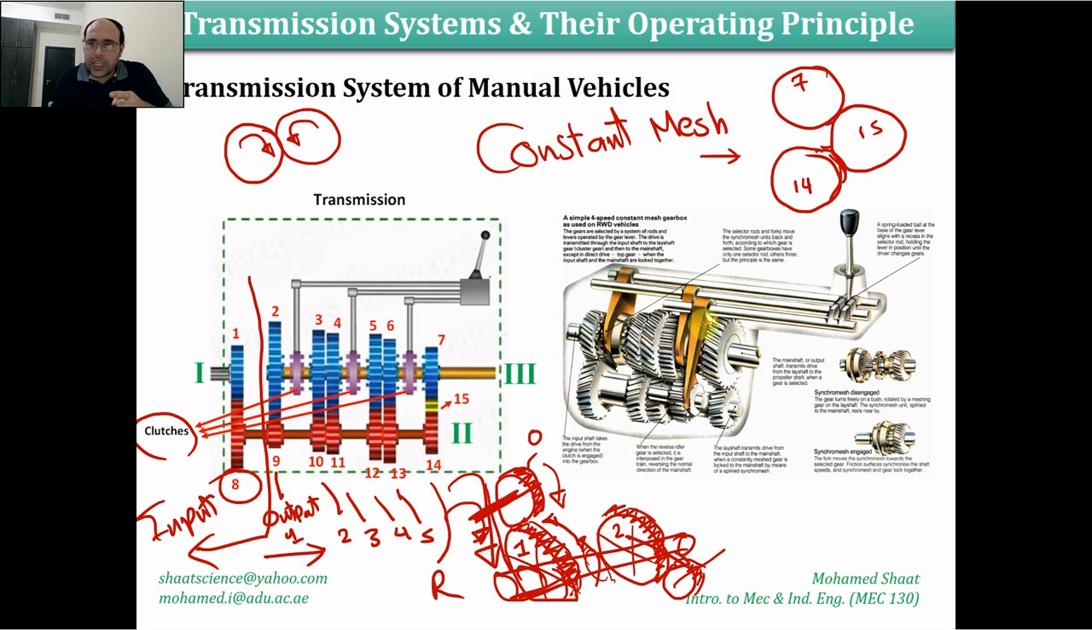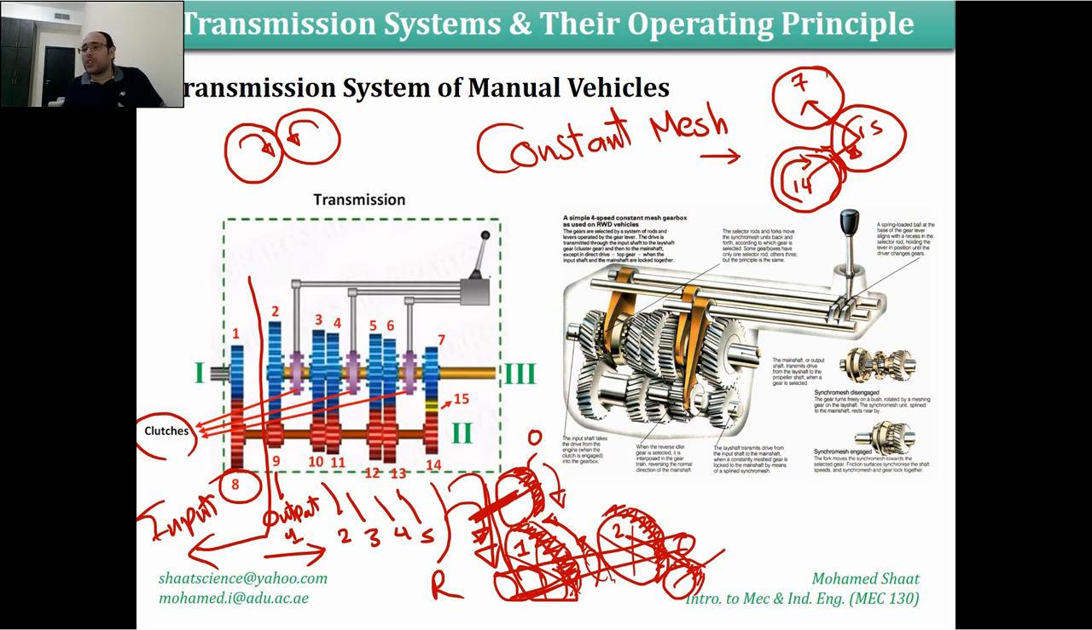So 14 rotates in this direction, for example. So 15 will rotate in the opposite direction. Then 7 is going to rotate opposite to 15. Remember that 7 is not connected to 14. 7 is connected just to 15. So the motion comes from 14 to 15, then to 7. So that's why it is like a group.